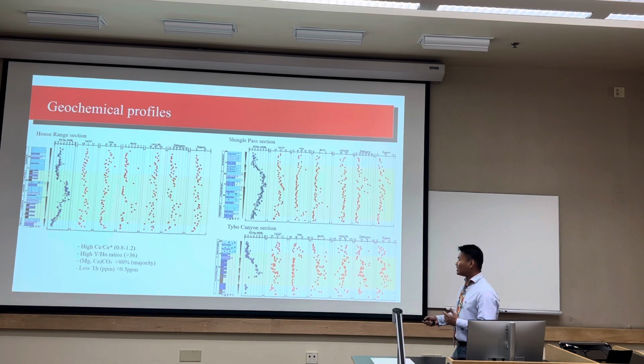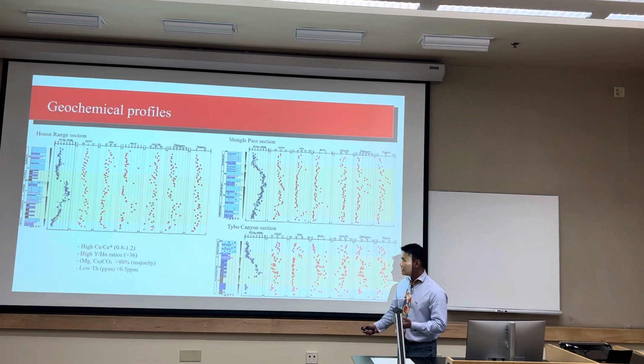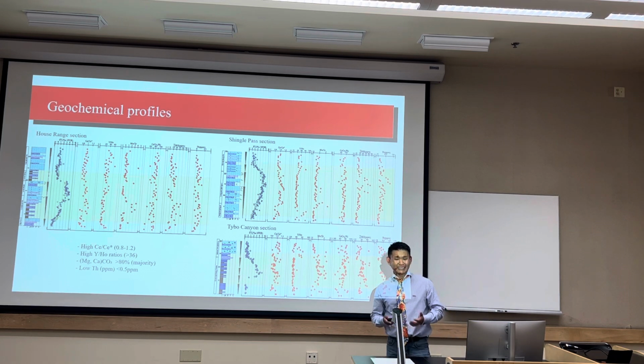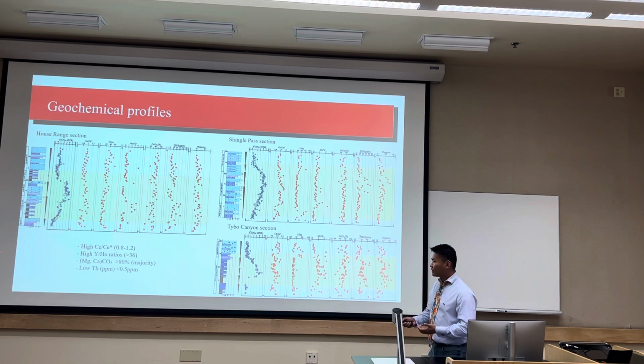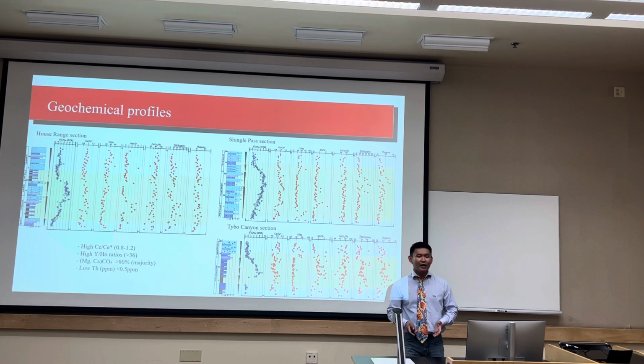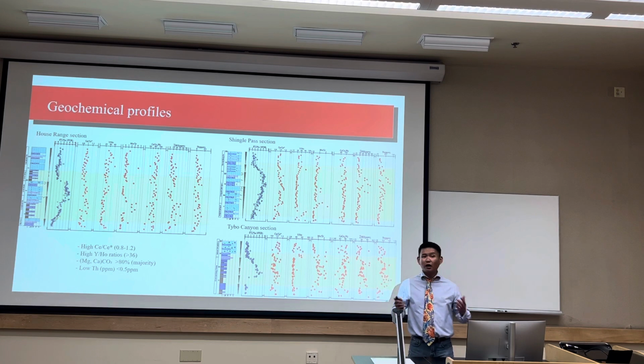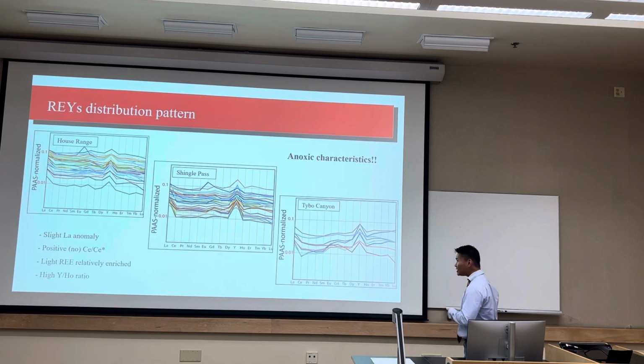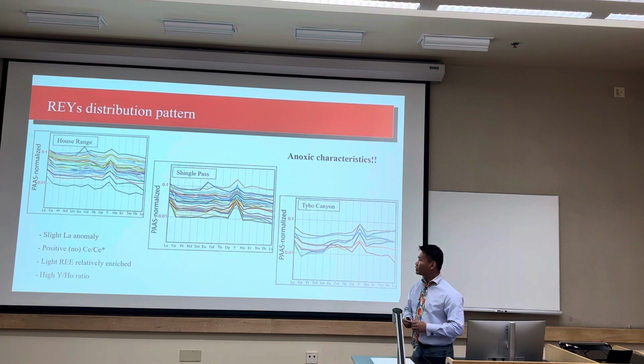For Taibo Canyon, the average of the carbonate is a bit lower. We also see low thorium concentration. Low thorium is used to determine the siliciclastic influence. So the low thorium concentration tells you that the section that we have is not being controlled or influenced by siliciclastic input. Let's look at the overall REY distribution pattern.